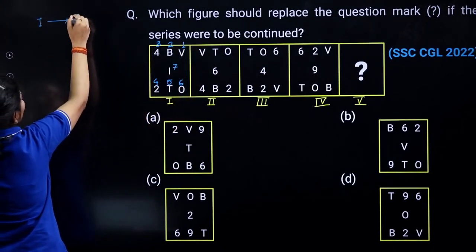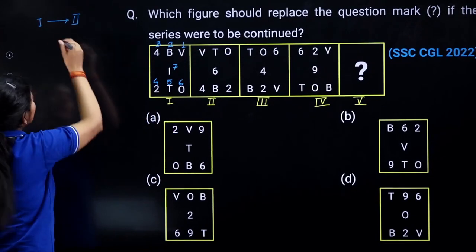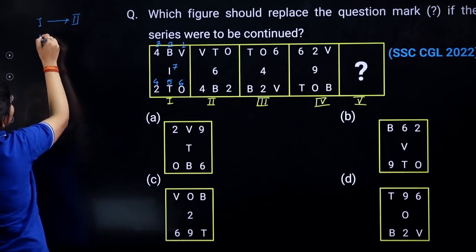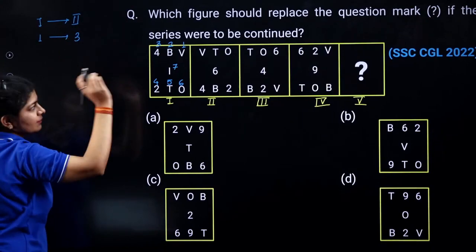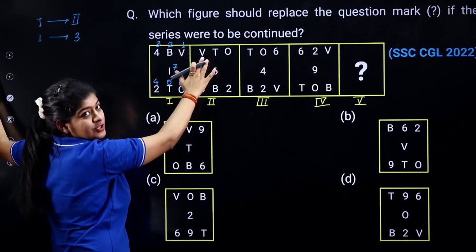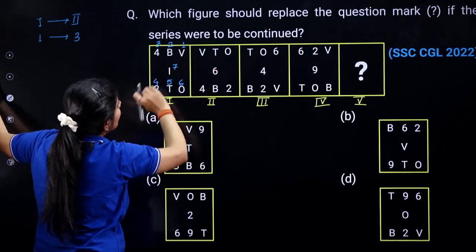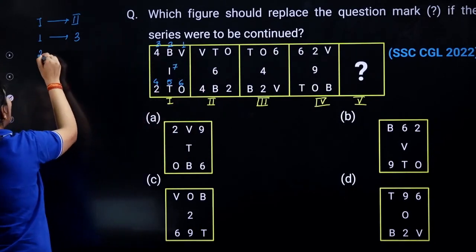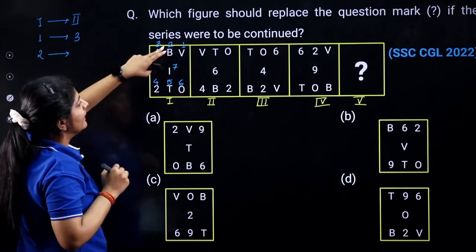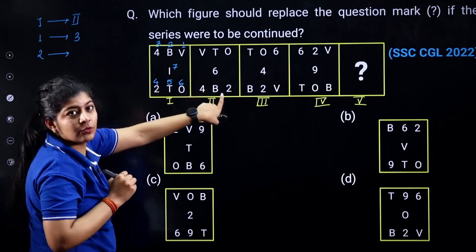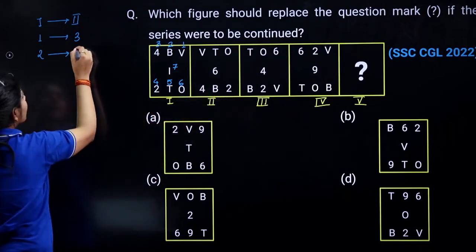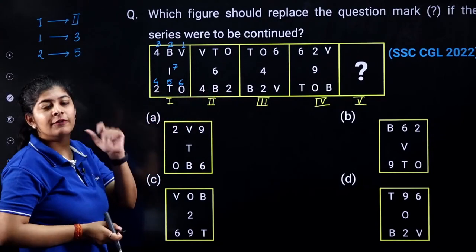While moving from first to second, what we are doing? We are moving our first element to third position, right? This V shifted to this position, that is third position, okay? Now, at second position, we are having B. This B is shifted to the fifth position.